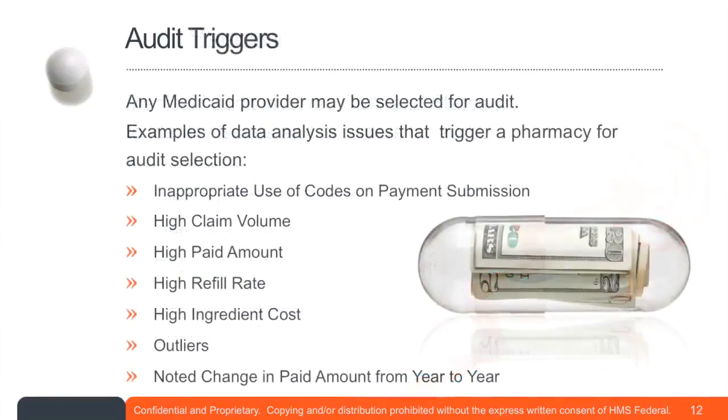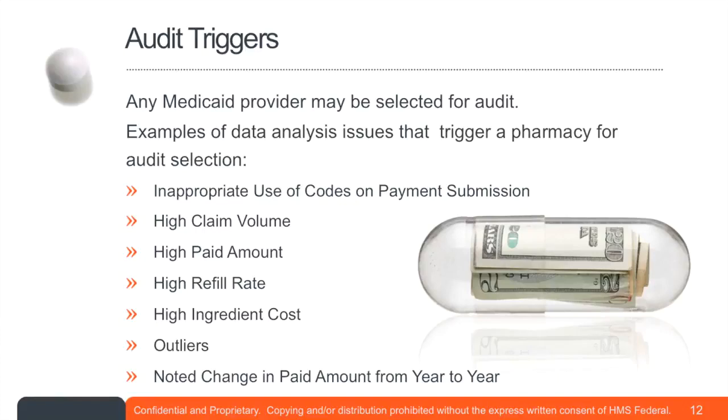On to the next slide, where it talks about audit triggers. Again, these are reasons why the pharmacy may be selected for audit. Data analysis or data analytics is useful information where we look at data, CMS looks at data, the state looks at data, and they look for any outliers. They look for any data that's maybe divergent, and that may be an audit trigger. So examples of the issues might be inappropriate use of codes on payment submission.